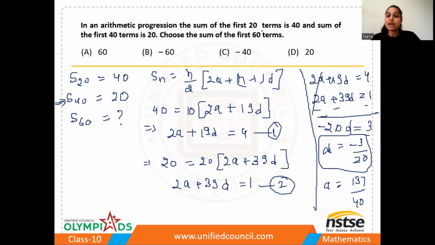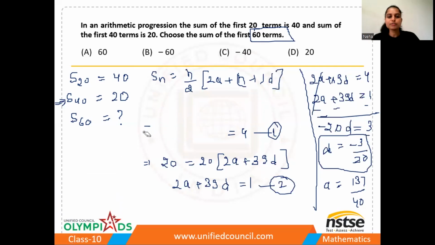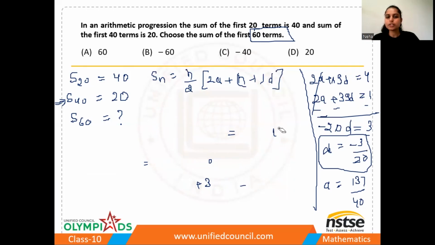Perfect. Now the question is asking for the value of the sum of 60 terms. Okay. So I will use the same formula. Now I have all the values. Okay. So I am erasing this part because from this part I have to just find out the value of a and d, which I have now. Okay, so it is not needed anymore.